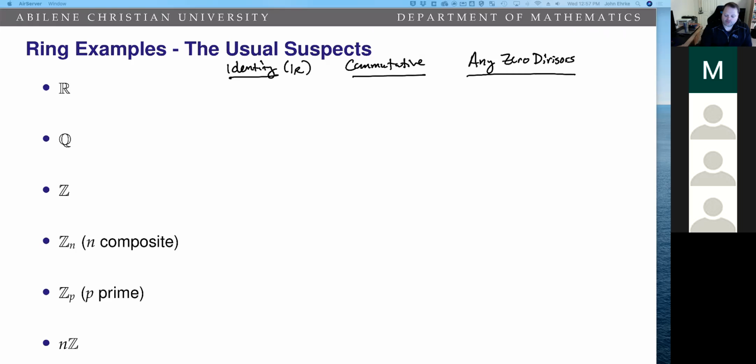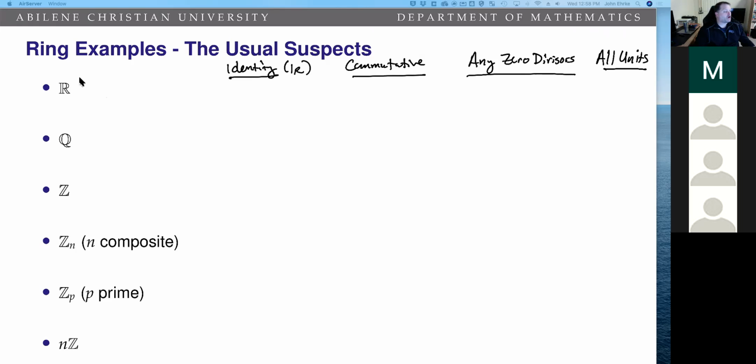And then I want to ask the question, are all of the elements in the ring units? So remember, a unit is any element that has an inverse in the ring. So what I'm asking here is, do all the elements have multiplicative inverses? Do any of them have 0 divisors, etc.? So let's start with the real numbers.